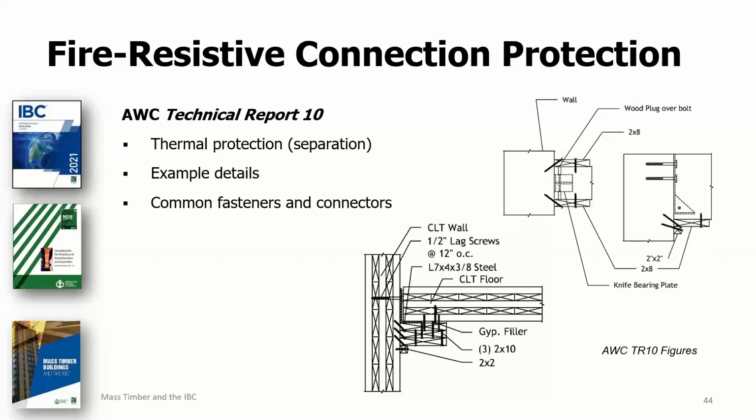configurations. The details on this slide are from TR10. The one on the left shows one possible method of protecting an angle ledger connection between a CLT floor and a supporting CLT wall. And the detail on the right shows a design example of protection for a beam column connection using a concealed knife bearing plate. In all of these TR10 details and examples, only generic fasteners and connection hardware are used. And this was done on purpose to ensure that the details are generically applicable rather than being specific to a particular proprietary design or hardware make and model.